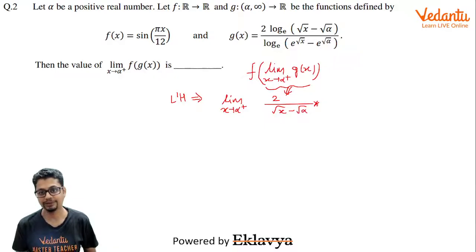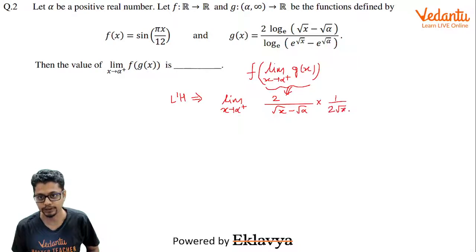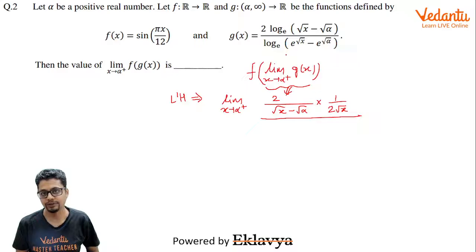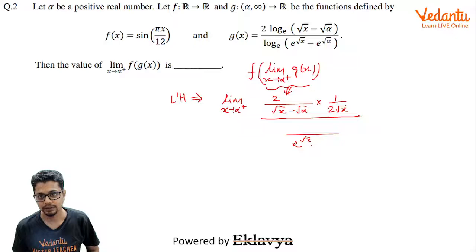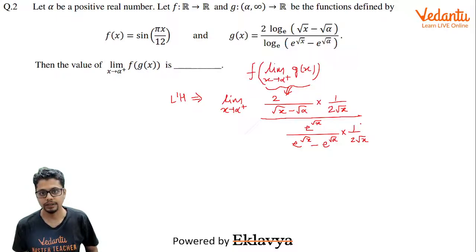times the derivative of root x minus root alpha. You may use the chain rule; the derivative of root x is 1 by 2 root x. This is divided by the derivative of the denominator. So here you get e to the power root x minus e to the power root alpha, and by the chain rule, e to the power root x multiplied by 1 by 2 root x. So here you may cancel this out as such.